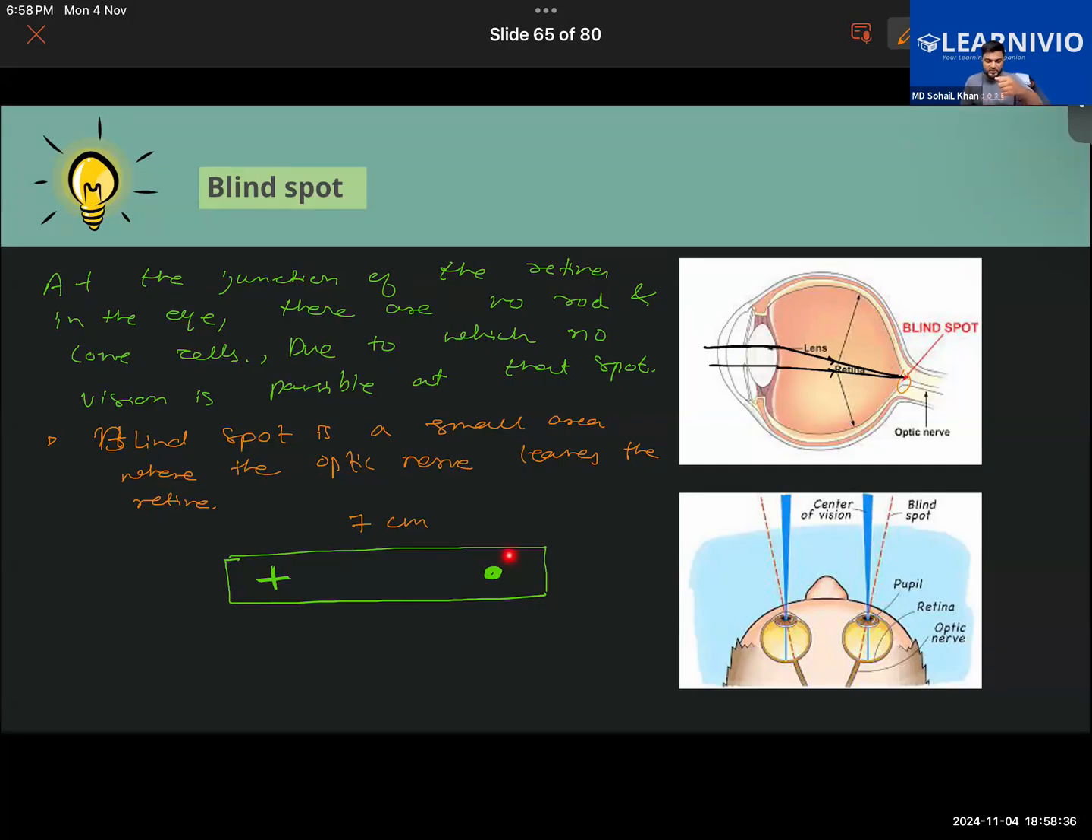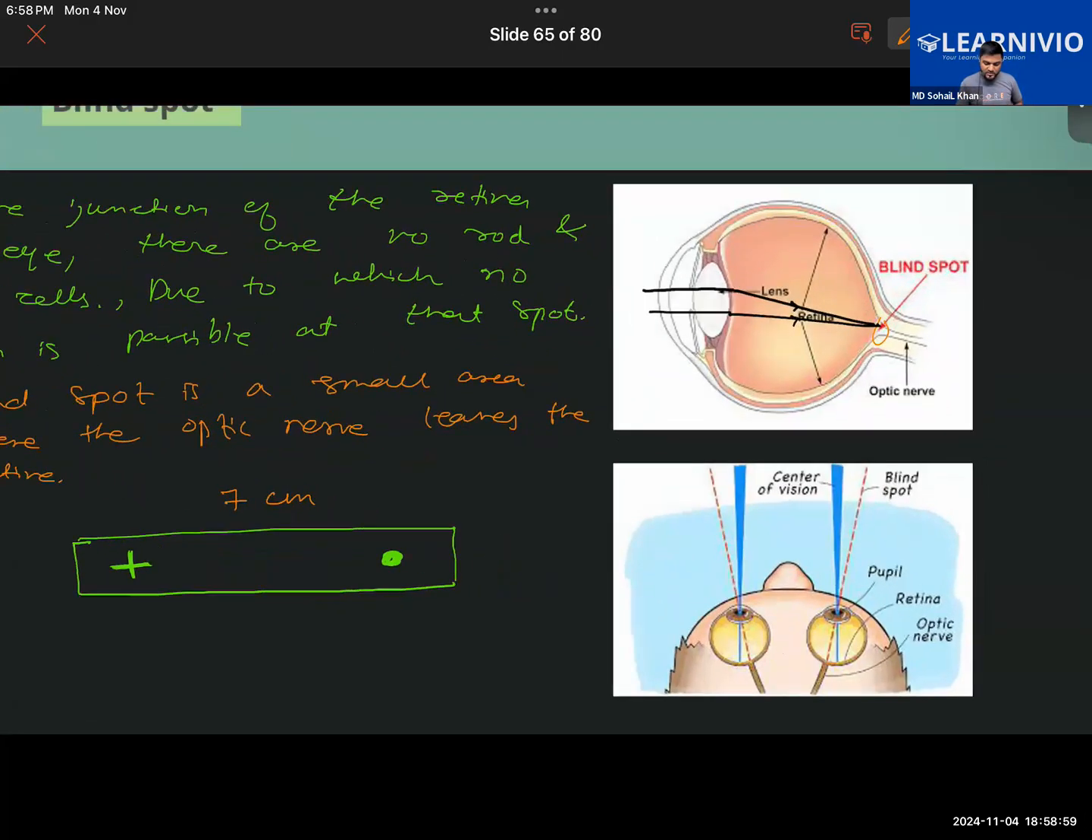So at a certain distance, the cross will then disappear, because what has happened is that the image has now fallen on the blind spot of your left eye. Okay, so in this manner you can find the blind spot of both the left and the right eye. Is that thing clear to everyone? Yes, sir.